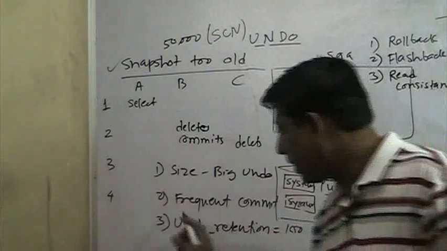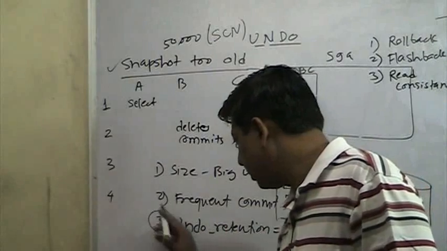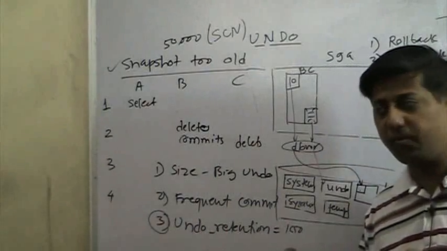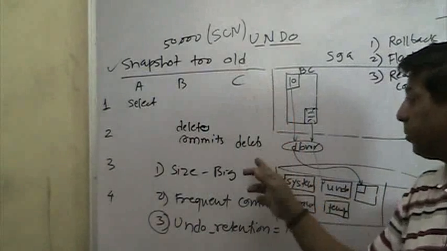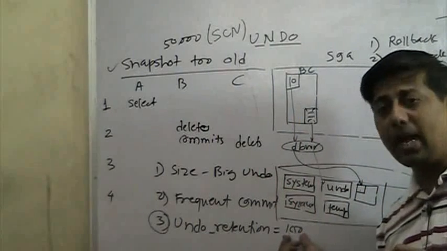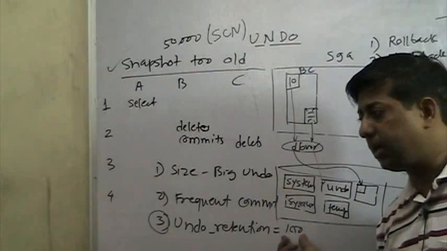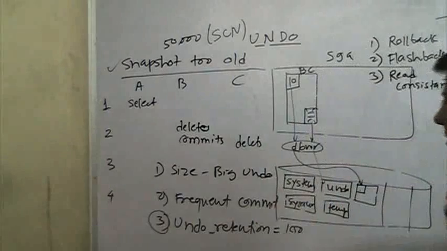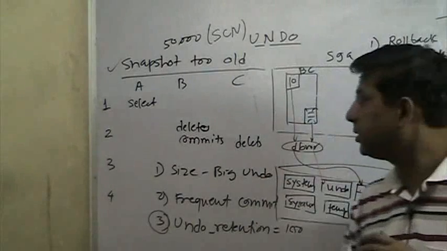But again, this is not guaranteed. There is another way to make it guaranteed. But undo retention is not guaranteed by default. So if some other transaction requires undo tablespace, then it will follow this guideline. This is just a guideline, but not a mandatory thing. So it may overwrite on that. So these are the three things that you may want to do to take care of the snapshot too old error.